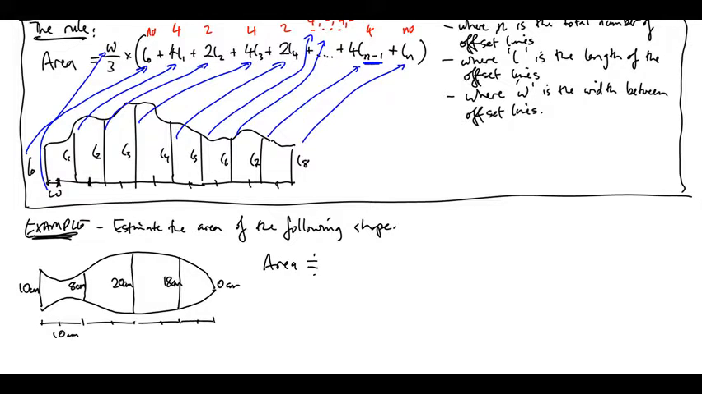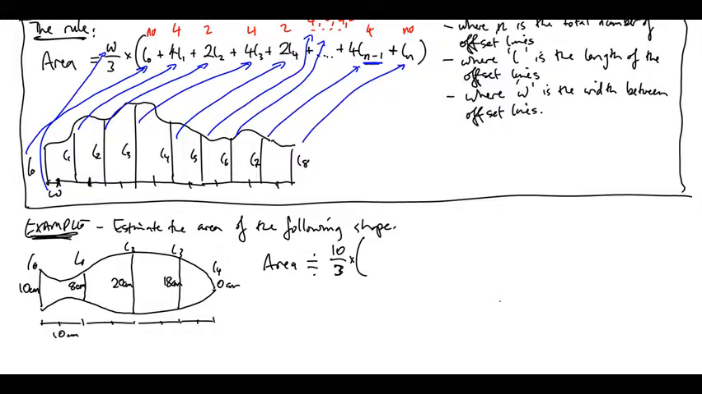Alright, so you look at this diagram, it looks like a fish. It's been evenly divided into 10 centimeter sized widths. Okay, and where is L0? L0 is going to be there. L1, L2, L3, 1, 2, 3, 4, and L4 here. Okay, so what's the width? What's W? It's going to be 10 over 3.